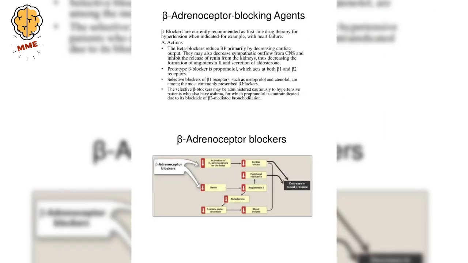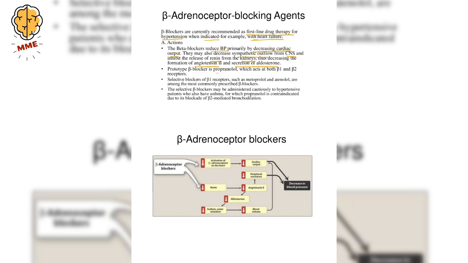Now, another class of drugs that we are going to discuss is beta adrenoreceptor blocking agents. Beta blockers are currently recommended as first-line drugs for hypertension when indicated, for example, with heart failure. Actions: the beta blockers reduce BP primarily by decreasing cardiac output. They may also decrease sympathetic outflow from CNS and inhibit the release of renin from kidneys, thus decreasing the formation of angiotensin 2 and secretion of aldosterone.